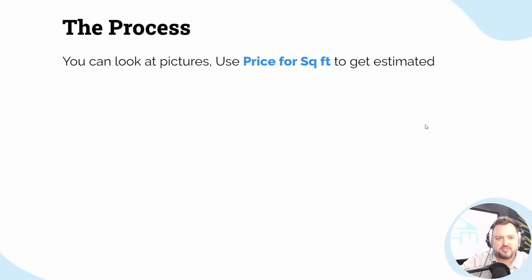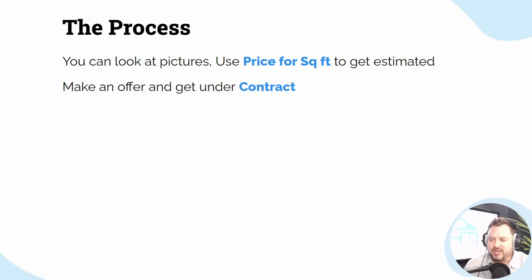And so let's talk about the process. First off, you look at pictures and you can use the price per square foot to get an estimate as to how much the rehab's going to be. Okay, that's going to give you enough to make an offer. So you can look at the pictures, use the price per square foot, which I'm going to cover here in a minute, and then you can make an offer.